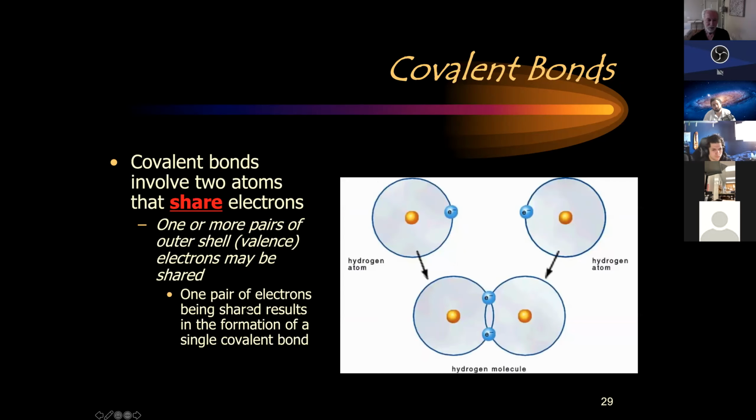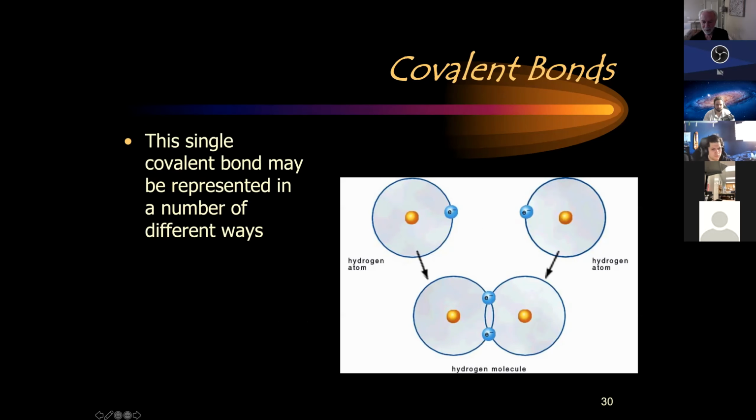Now let's look at covalent bonds. And remember, the key word with covalent bonds is share. Covalent bonds involve 2 atoms that share electrons. So 1 or more pairs of outer shell electrons are shared. And you see that happen here. We've seen this before. 2 hydrogen atoms share their electrons to make a hydrogen molecule.